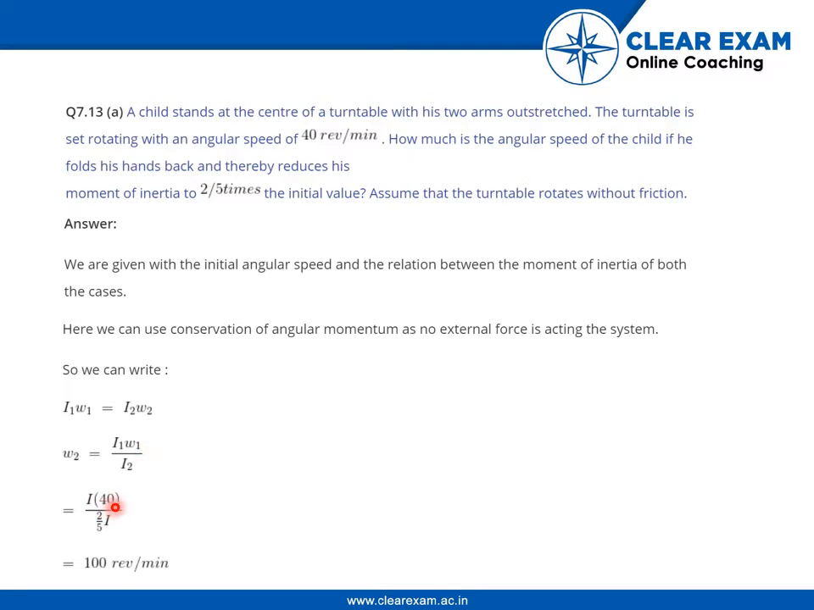that is 40 revolutions per minute, and I2, we write as 2 by 5 times the initial value, which is capital I. So it gives us the value of 100 revolutions per minute.